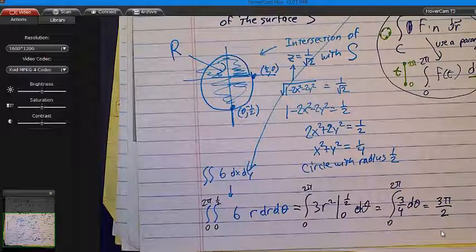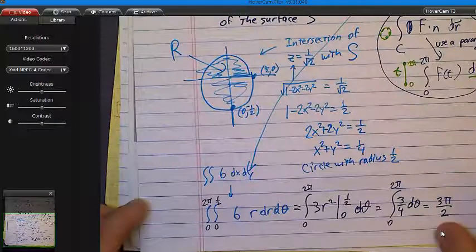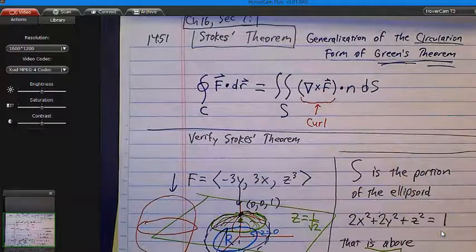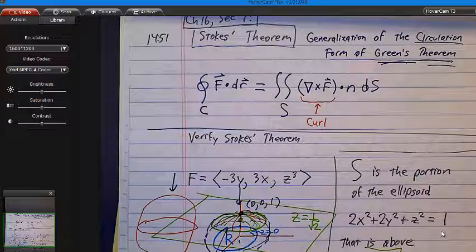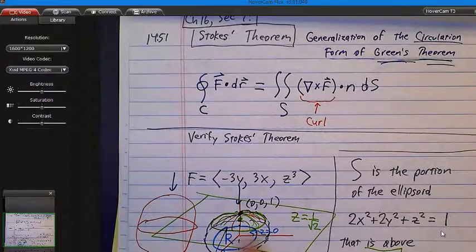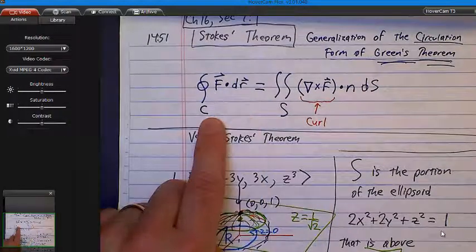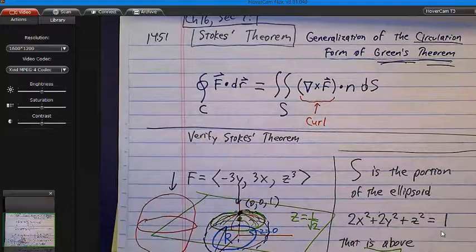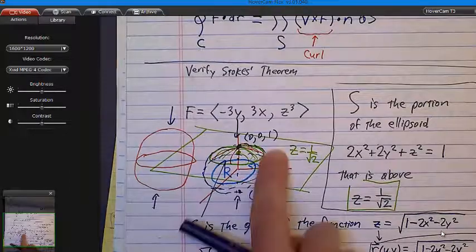Okay. Did we verify Stokes' theorem? No, we did half of it. Because, wow, what we showed so far was one side works. This side gives us a nice answer of 3 pi over 2. Now, let's show that we can compute the same thing as a line integral. So how do I do that? Well, I need a parameterization of this green circle.